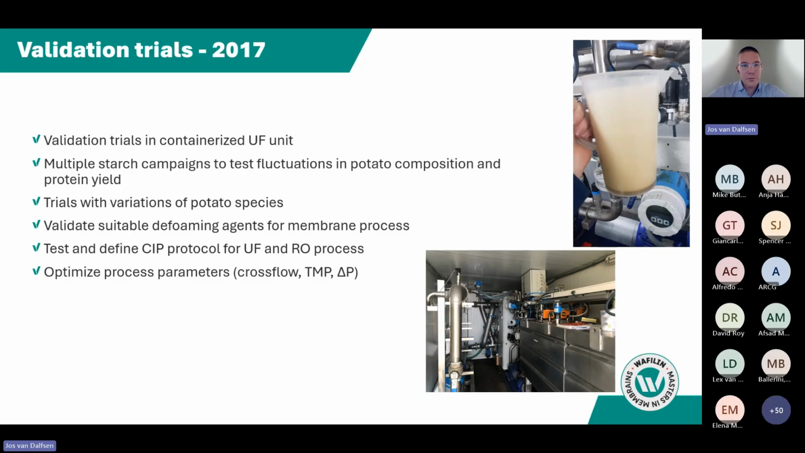and we did multiple runs for multiple campaigns, so over a period of a couple of years, because the crop variations do vary over time. One year the protein yield or the potato composition can be different from the year after, depending on the season fluctuations. Also, trials with variation of potato species have an effect on the potato juice composition.